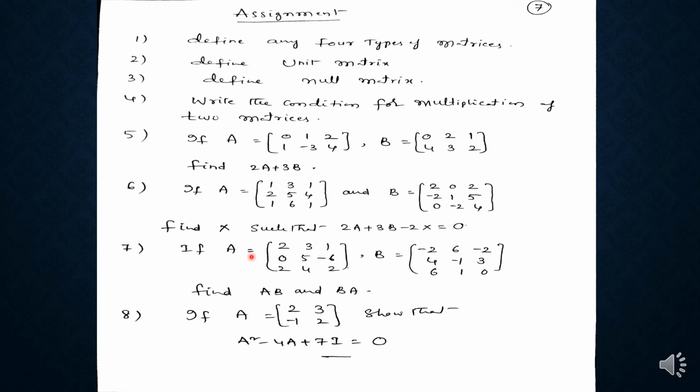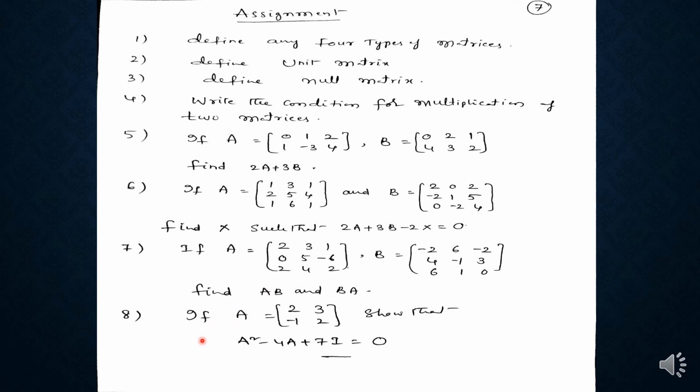Seventh one, if A is equal to 3105 minus 6 242 and B is equal to minus 2 6 minus 2 4 minus 1 3 6 1 0. These two are the 3 by 3 matrices. So AB is possible and BA is also possible. Find AB and BA. Multiplication of A and B and multiplication of B and A. These two are possible. Find the multiplication of these two matrices.